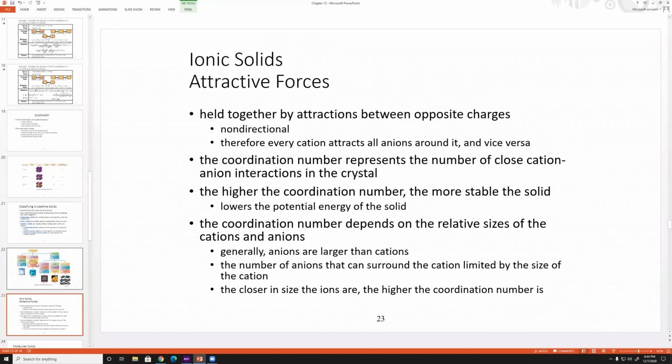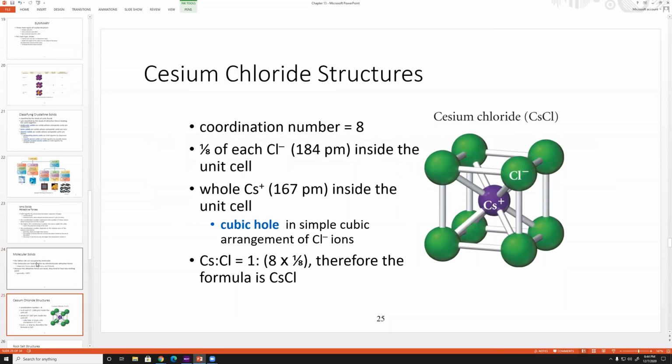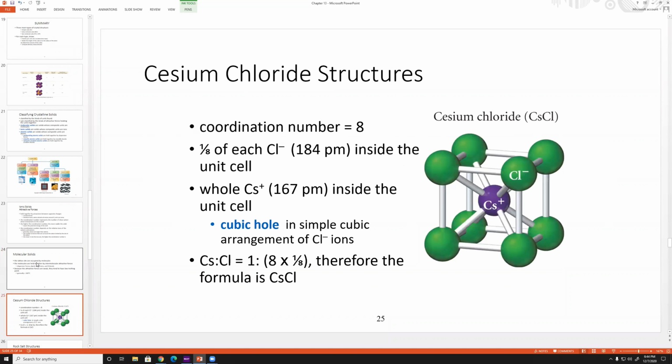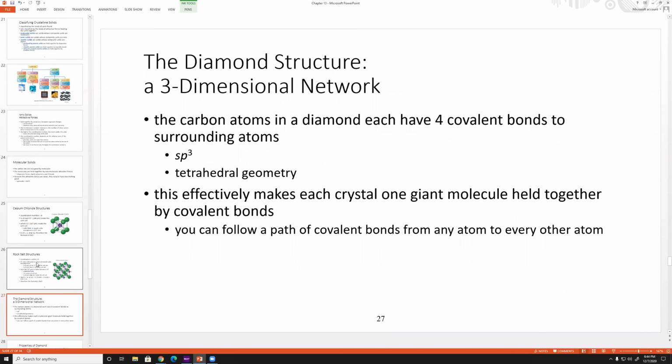All right, so we kind of talked about this already. Molecular solids, they're composed of molecules. Don't really worry about the properties of them too much. We understand this already. We kind of get that already.